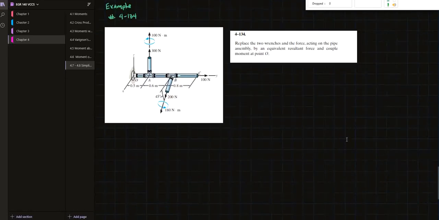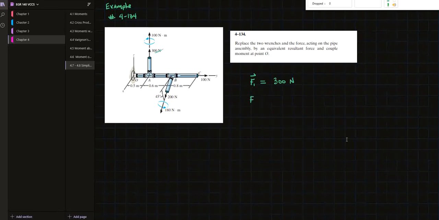Okay, let's solve this example. So let's figure out what our forces are first. I'm going to replace these two wrenches and the system of forces by an equivalent resultant force and a couple moment at point O over here. So I'm going to call my first force F1, 300 newtons. That's this guy.